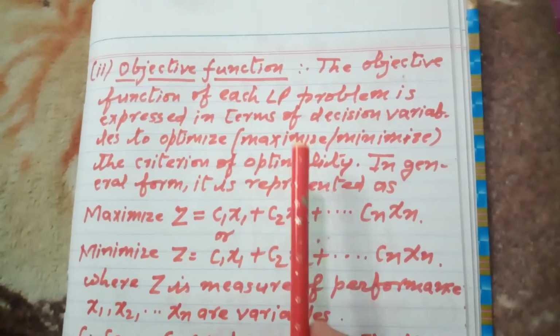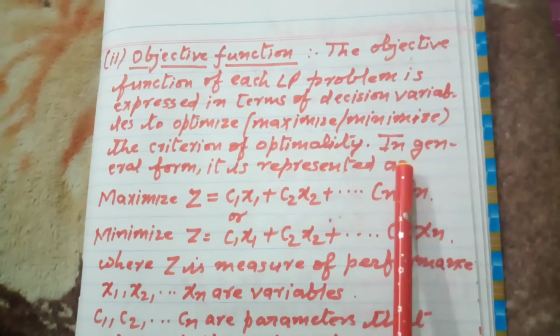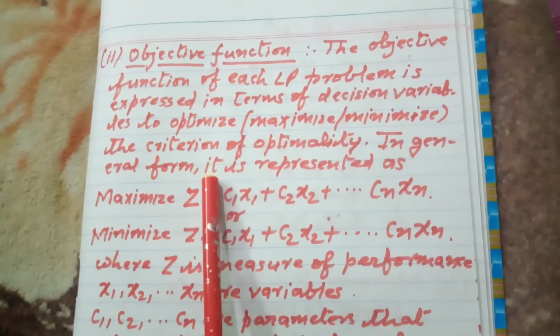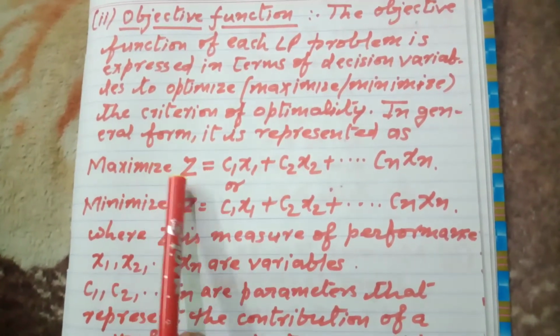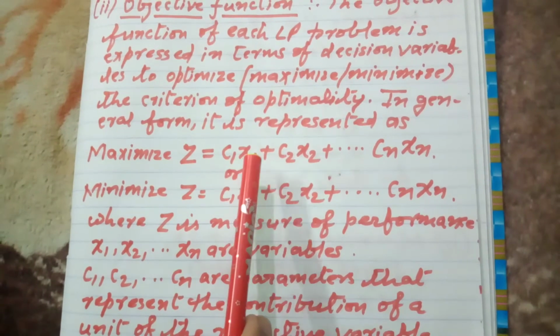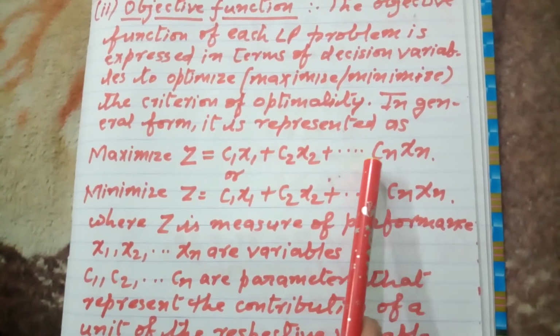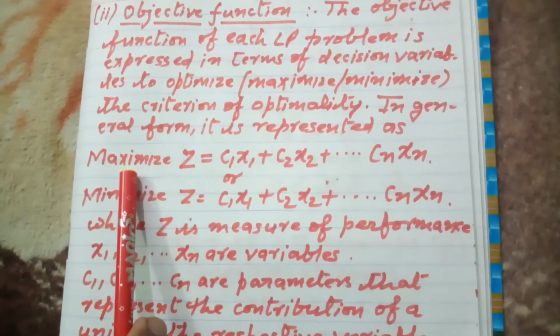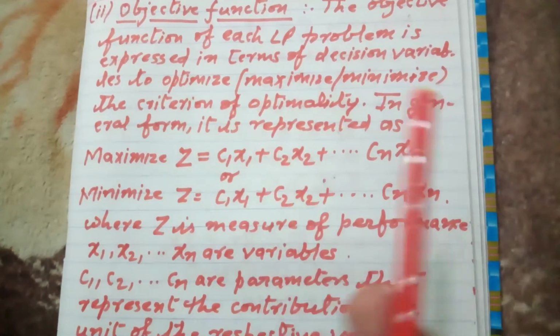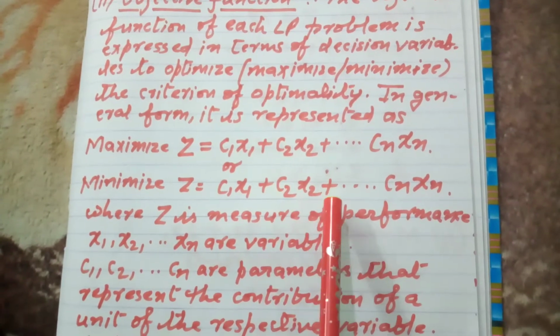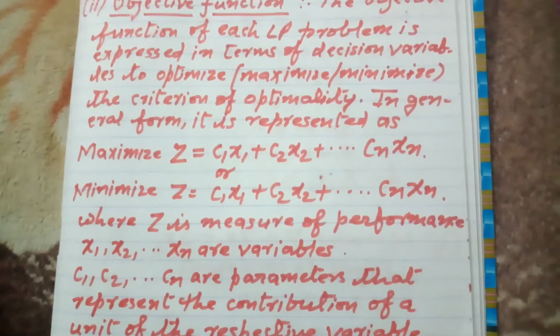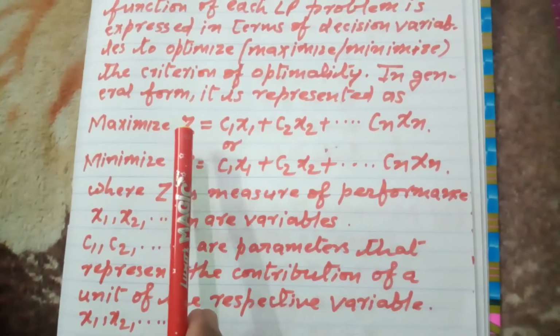And in general mathematical form, the objective function is represented like this: maximize z is equal to c1 x1 plus c2 x2 plus so on and so forth cn xn. So this is a case of maximization. It can be a case of minimization also. Then we will write minimize z is equal to c1 x1 plus c2 x2 plus so on and so forth up to cn xn. Now here in this objective function we must understand what is this z.